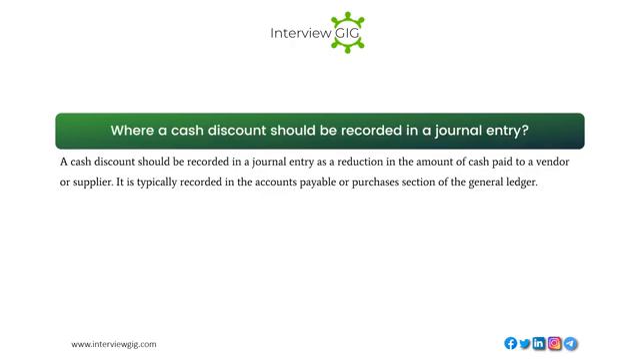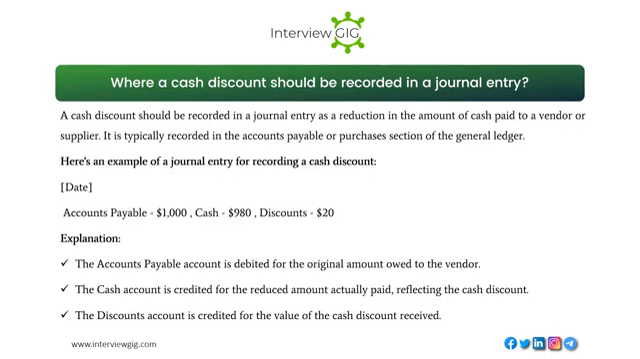Where should a cash discount be recorded in a journal entry? A cash discount should be recorded in a journal entry as a reduction in the amount of cash paid to a vendor or supplier. It is typically recorded in the accounts payable or purchases section of the general ledger.